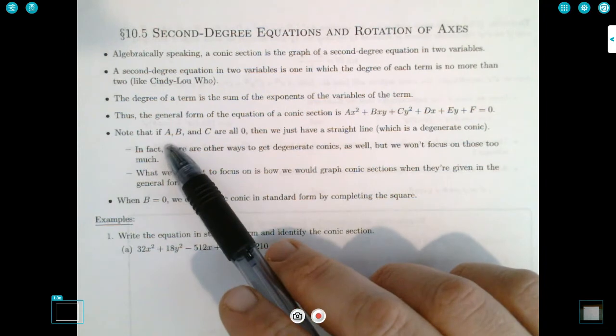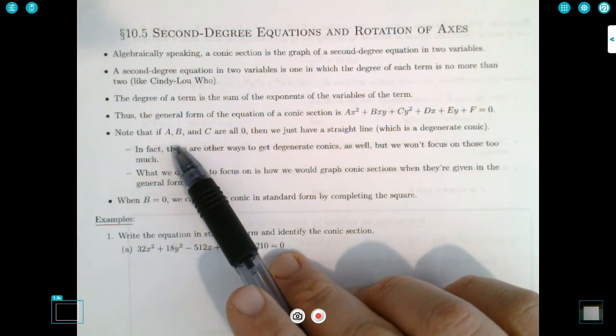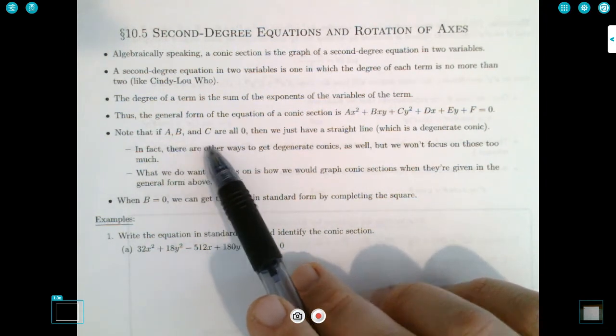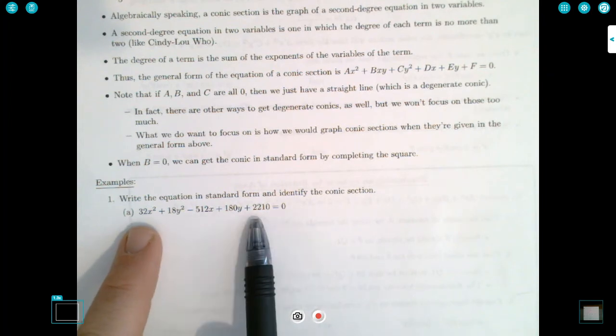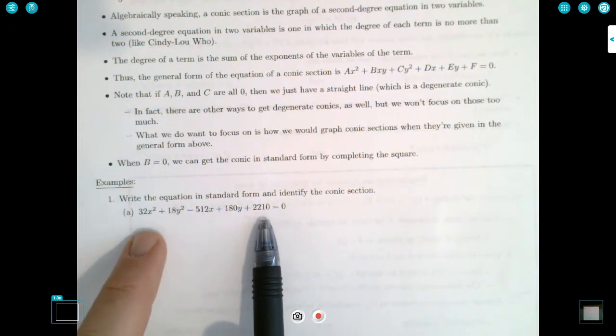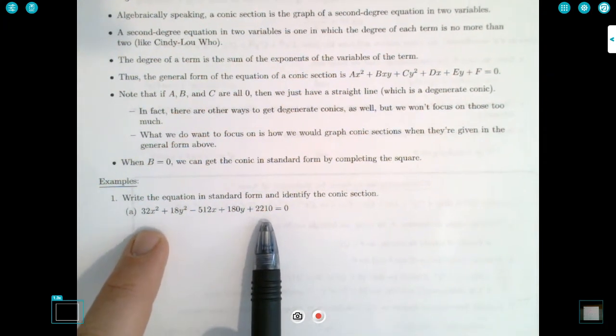By the way, you can get some degenerate conics, like if A, B, and C are all 0, then you just get a straight line, which is a degenerate conic. Actually, your textbook has a pretty good image of this. But anyway, let's just practice. Here's an equation of a conic section. You know that it's a conic section because it is a degree 2 polynomial in two variables, a second degree equation.